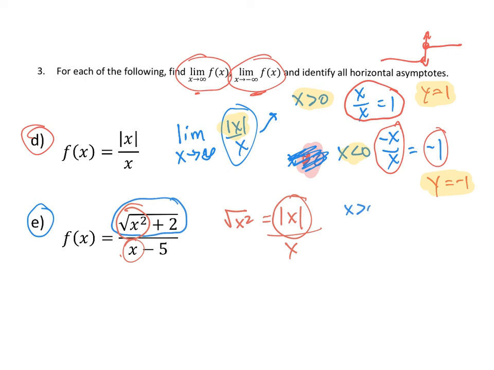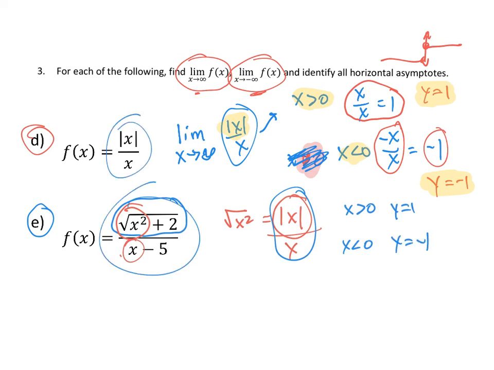When x is positive, this function, the absolute value of x over x, behaves like 1, right? y equals 1. x over x is 1. When x is negative, this function is a positive over a negative, and it behaves like a negative 1. So when you graph either of these functions and you look at its end behavior, both of them behave like y equals 1 on the positive end and like y equals negative 1 on the negative end.